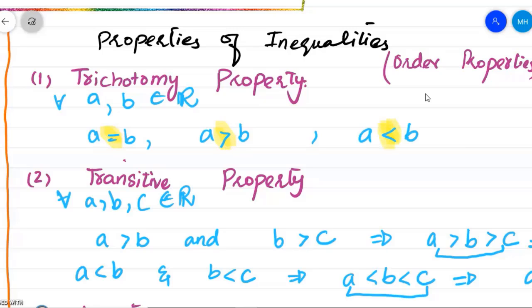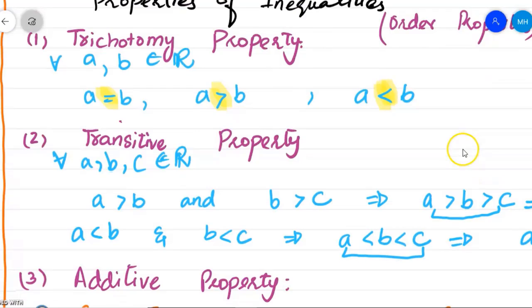Either the number will be equal, or greater, or lesser than another number. So trichotomy means three states. Any one of the states exists between two real numbers. The second property is transitive, as the name shows, a chain.